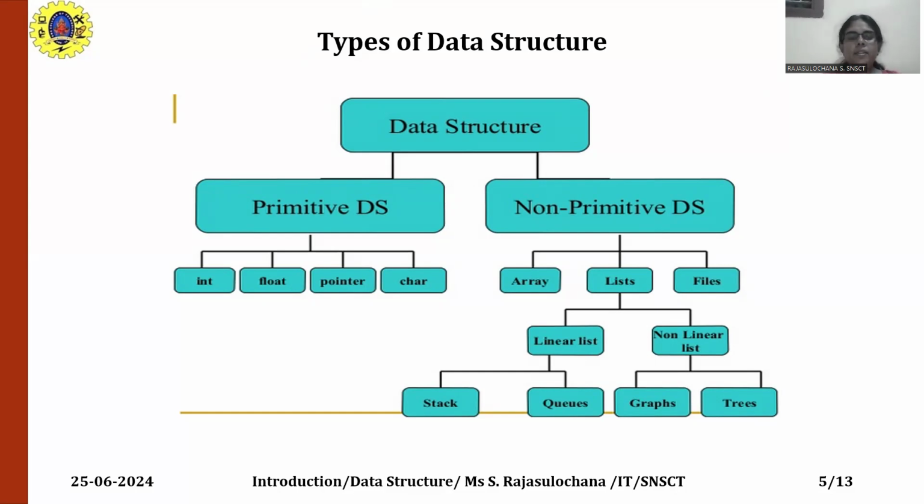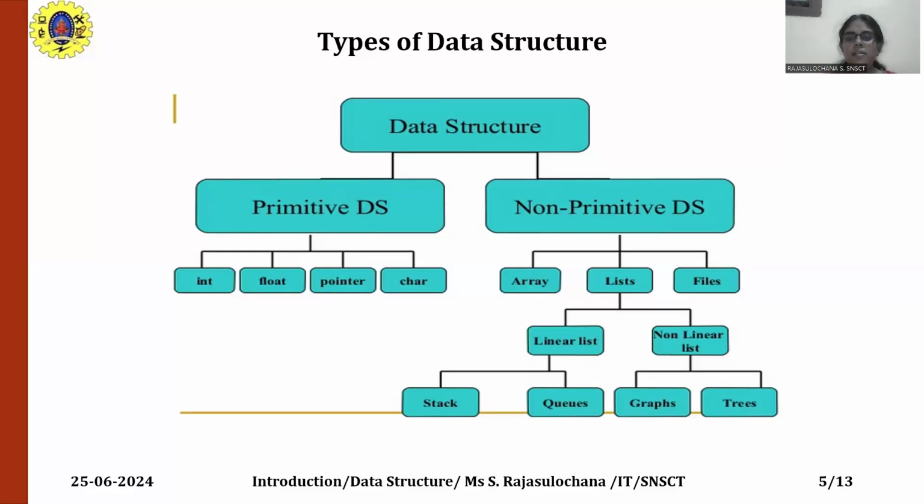Primitive data structure includes the data types that we have seen, like integer, float, pointer, and character, whereas non-primitive data structure consists of arrays, lists, and files. I hope you are aware of all these things. We would have used integer, float, pointers, characters. We would have implemented an array. We would have used a list. And files also you should be aware of.